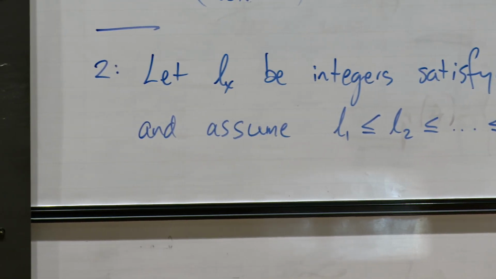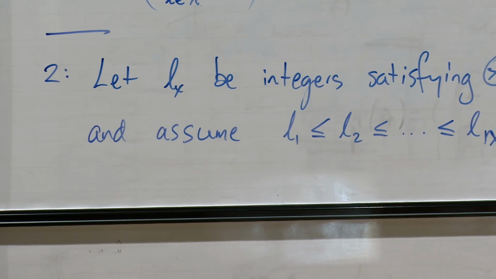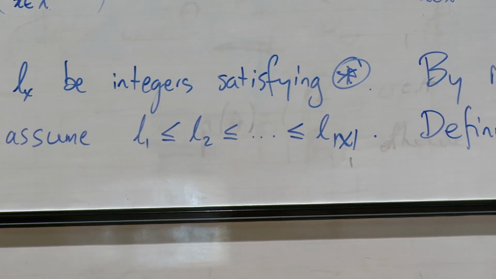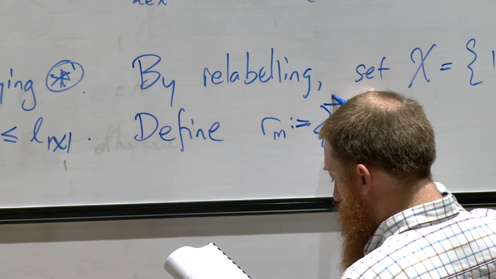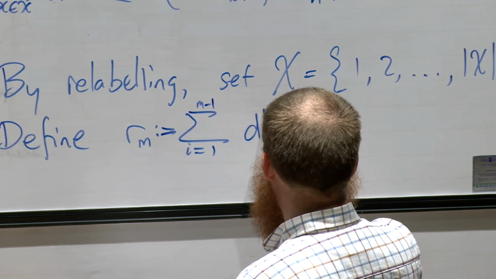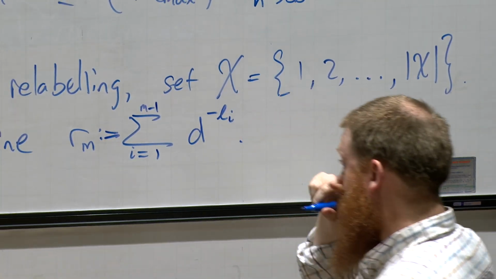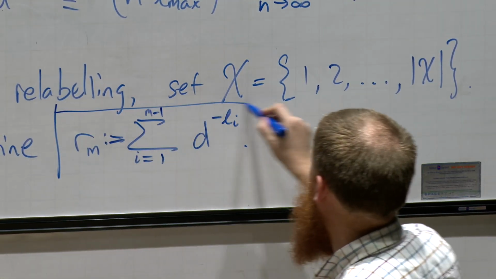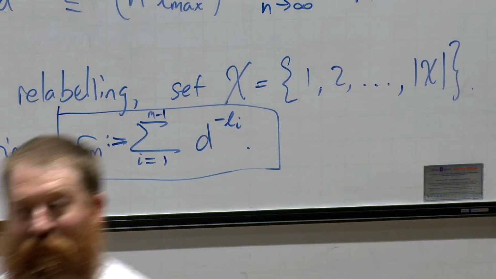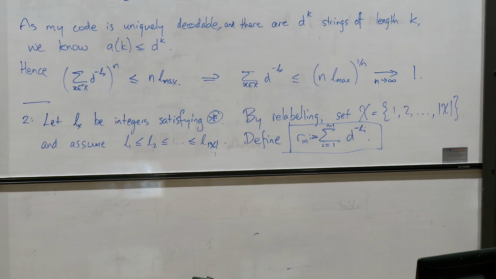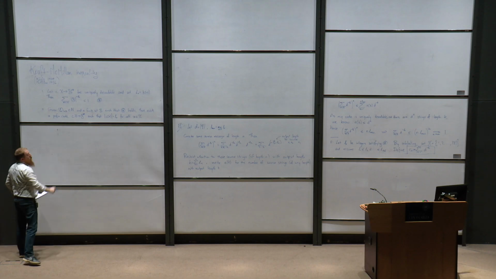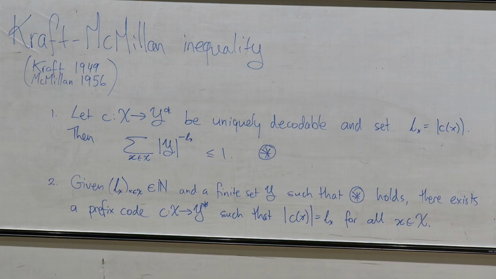Define R_m to be the sum from i equals 1 to m minus 1 of d to the power of minus L_i. This is a quantity we're going to see a few times. What do we know about this quantity R? Well, by assumption, it is less than or equal to 1 for every m. So it's increasing, and it's less than or equal to 1 for every value of m.